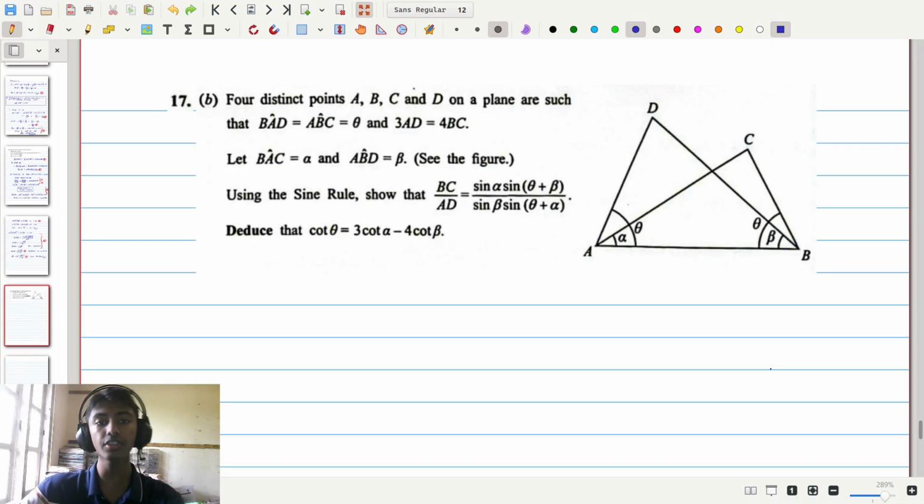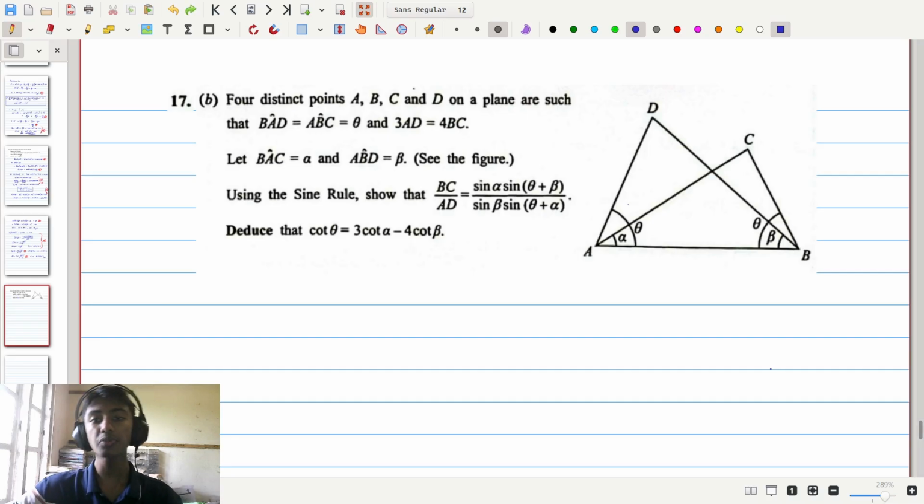Now given this, it says using the sine rule, show that BC divided by AD is equal to sine alpha times sine of theta plus beta divided by sine beta times sine of theta plus alpha, and deduce that the cotangent of theta is equal to 3 times cot alpha minus 4 times cot beta.